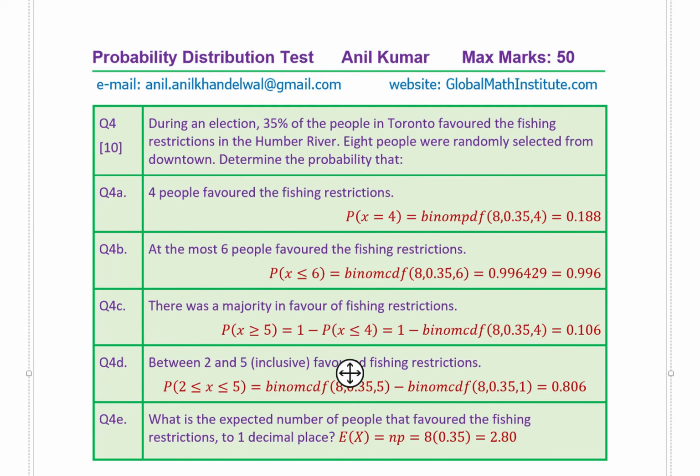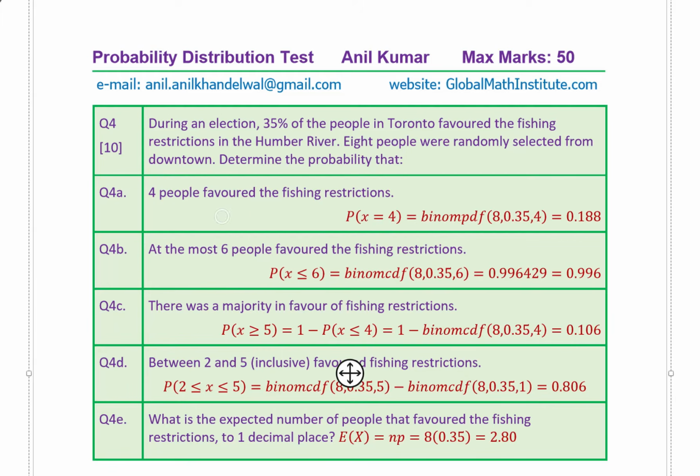Question number 4. During an election, 35% of the people in Toronto favored the fishing restrictions in the Humber River. 8 people were randomly selected from downtown. Determine the probability that, based on this, we have 5 questions.